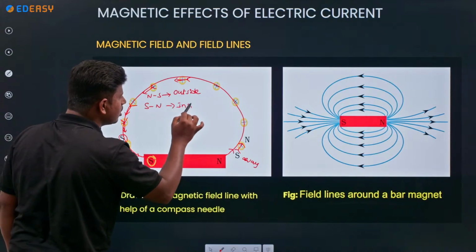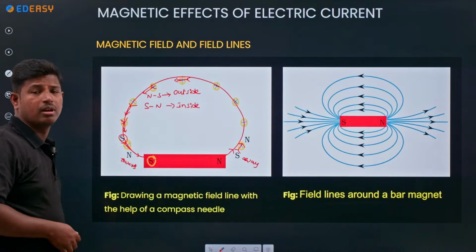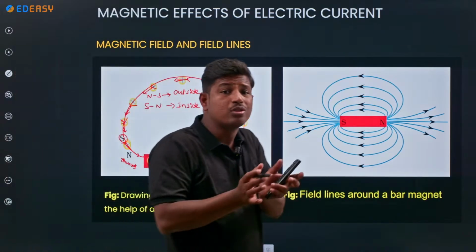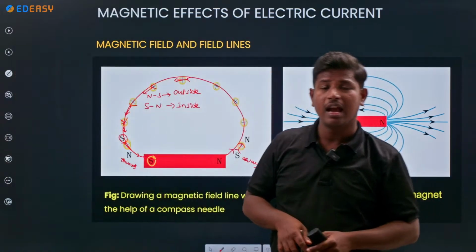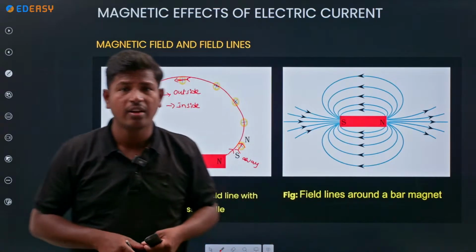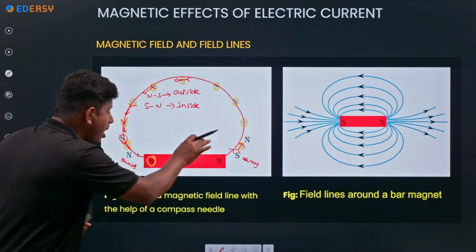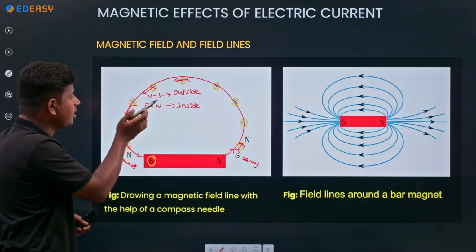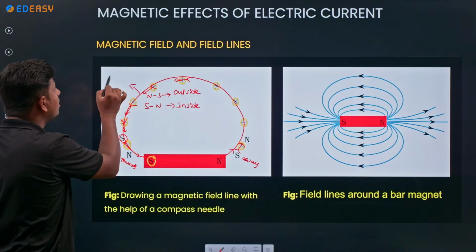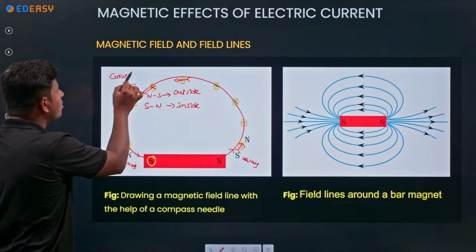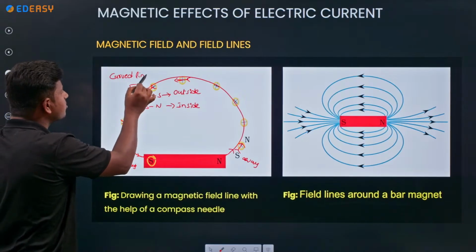Inside. So compare these two. North pole to south pole, how will it be? Outside the magnet. And what about inside? South pole to north pole. It means it forms a completely closed loop, na? It forms curved loops, or curved lines.